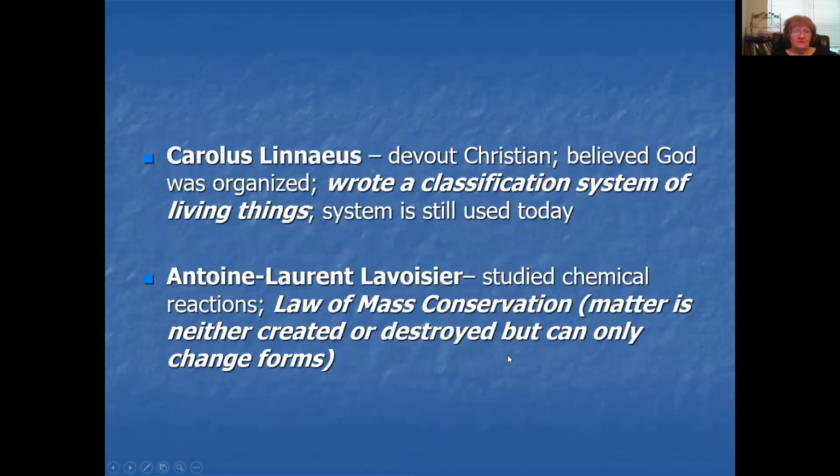But the law of mass conservation basically says this. All of the matter, we define matter for you. Matter is anything that takes up space and has mass or weight. That's everything around us basically except energy and light, right? So everything around us is matter, which means it's made of atoms, okay? So what he said is that matter, we don't create it, we can't destroy it. It can just change forms.